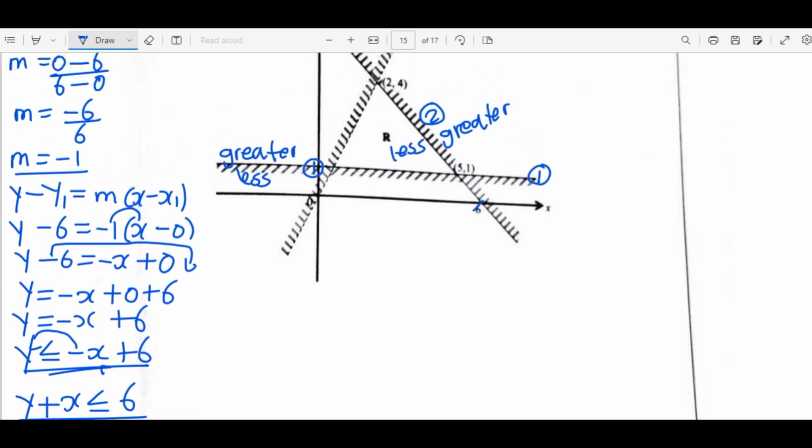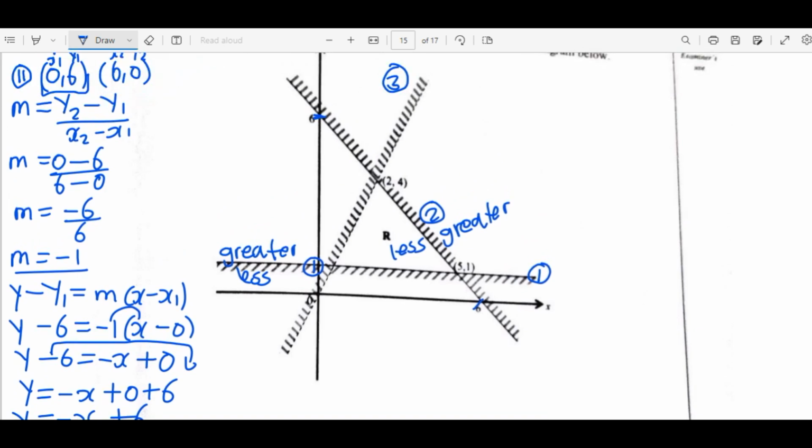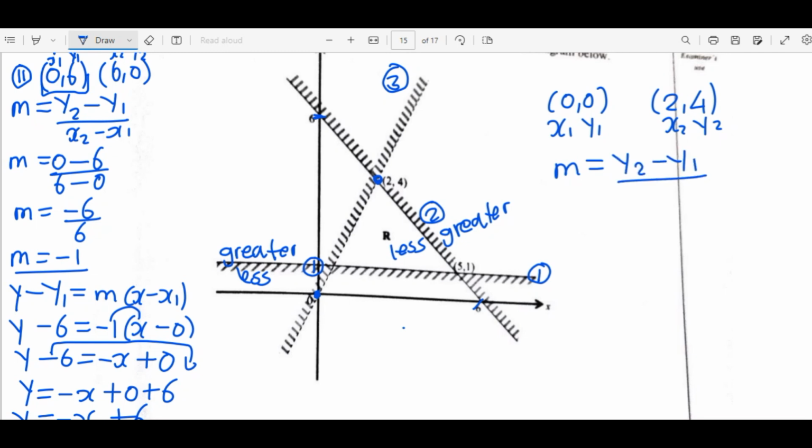Okay, after we are done, we can now move on to our third inequality. So the third inequality is this one. We'll take the coordinates from here. So from here it's (0, 0), x1 y1. Then at this point is (2, 4), x2 y2. So for us to find the slope, it's y2 minus y1 divided by x2 minus x1.